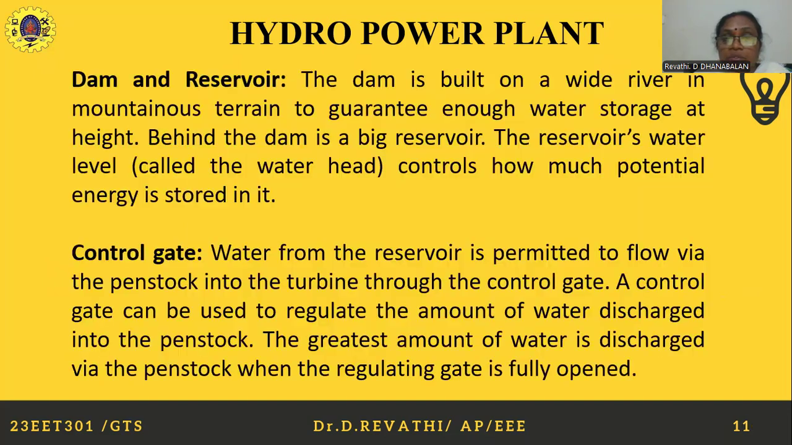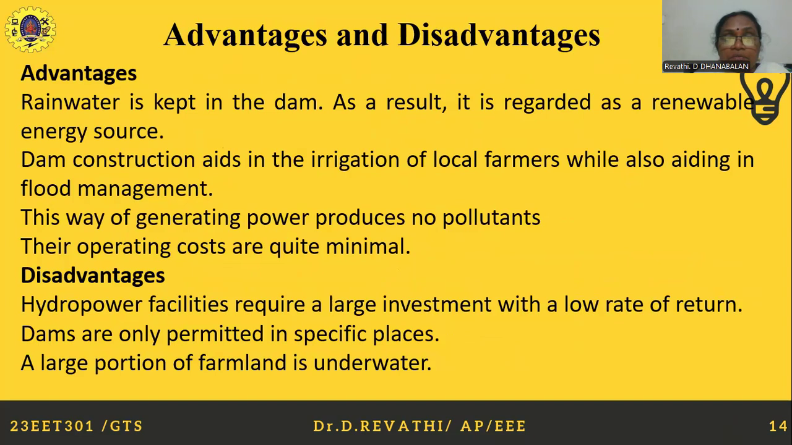All right. One more thing, we have to see the advantages and disadvantages of the hydropower plant. The advantages: rainwater is kept in the dam, so it is regarded as a renewable energy source. Dam construction aids irrigation for local farms while also adding flood management. Generating power produces no pollution, and operating cost is quite minimal. These are the advantages of the hydropower plant.